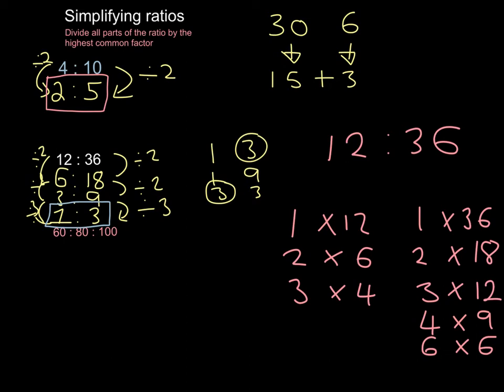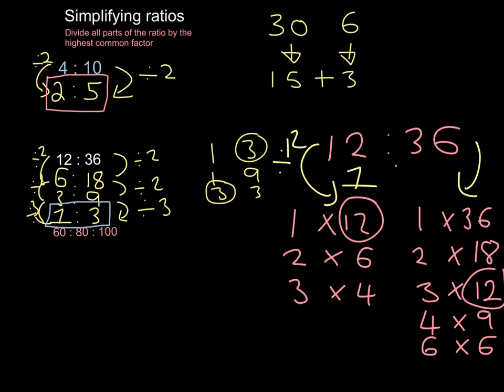If we look at this question though, the highest common factor is 12, the biggest number they can both be divided by, which means I could have originally divided them all by 12. So 12 divided by 12 is 1, 36 divided by 12 is 3. So for those of you who are confident, you're probably going to prefer that method just because there's less working out, but still show your working out.